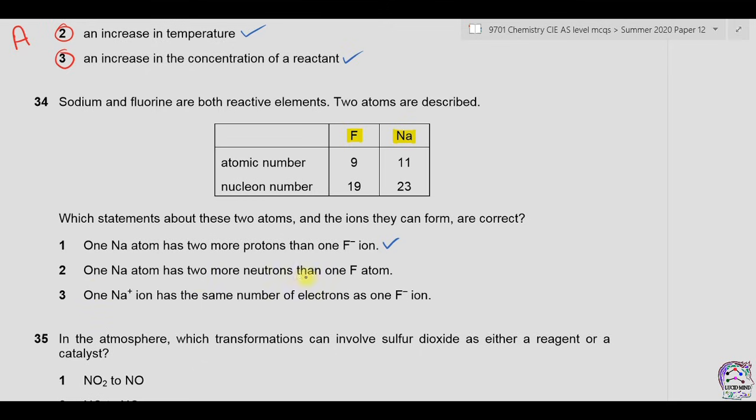2. One sodium atom has 2 more neutrons than one fluorine atom. Let's find the number of neutrons. We have 19 minus 9, 10 neutrons for fluorine, 23 minus 11, 12 neutrons for sodium. So there are 2 more neutrons in sodium as compared to fluorine. This is also correct. 3. One sodium ion has the same number of electrons as one fluoride ion. Now fluoride ion has 9 electrons plus 1, 10 electrons, and sodium ion has 11 minus 1, 10 electrons. As both have 10 electrons, so therefore this option is also correct. So all the options 1, 2 and 3 are correct, therefore answer is A.